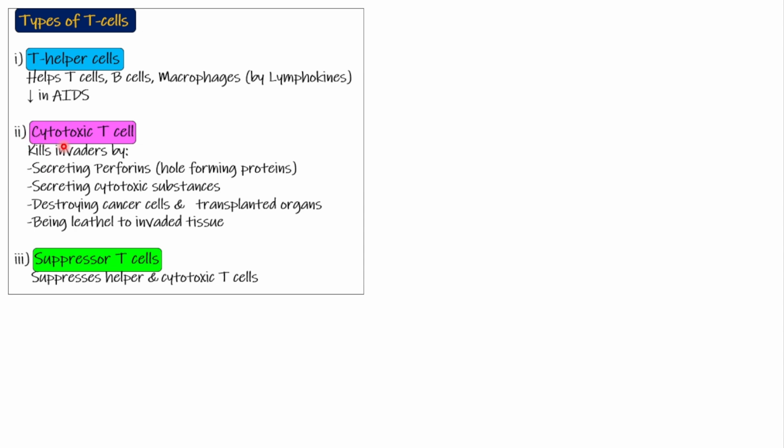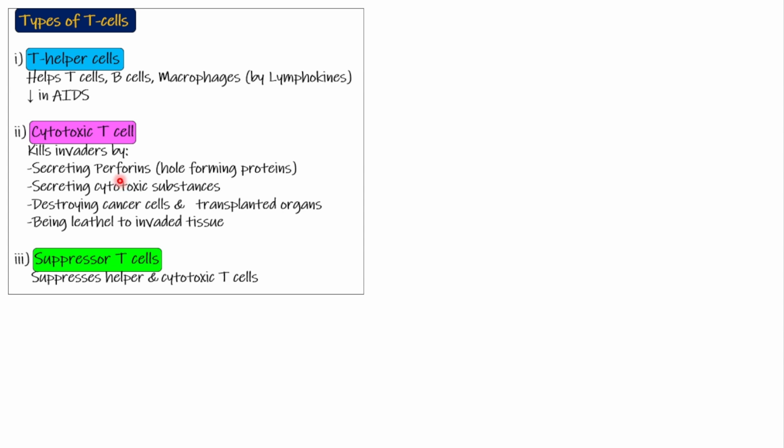Cytotoxic T cells basically are cytotoxic, which means that they are the main T cells which are going to do the killing job. So they basically kill the invaders. And how are they going to kill the invaders? They kill the invaders by secreting perforins. Now, these perforins will form pores or holes in the membrane of the foreign body. So these perforins are basically the hole forming proteins.